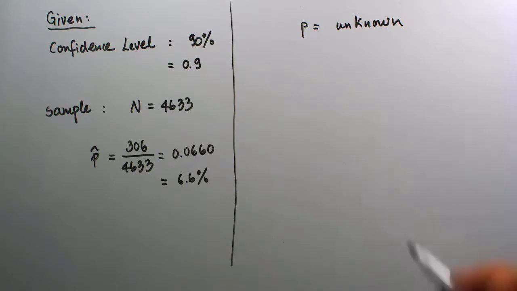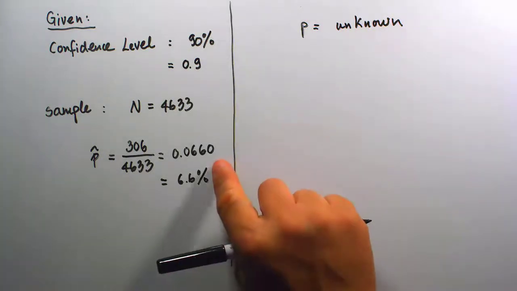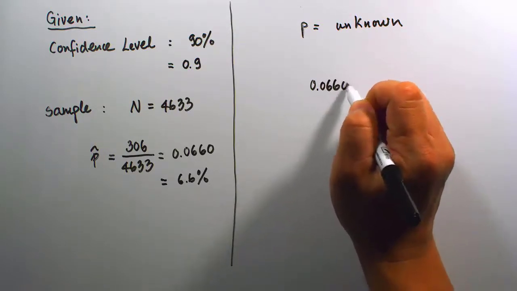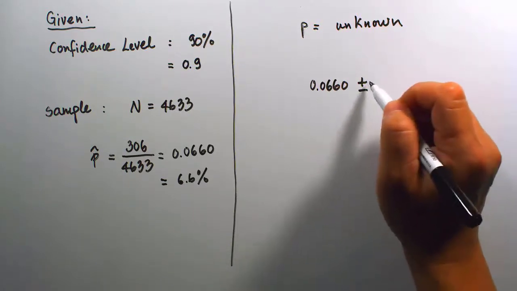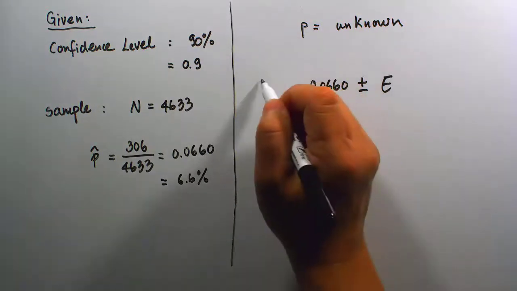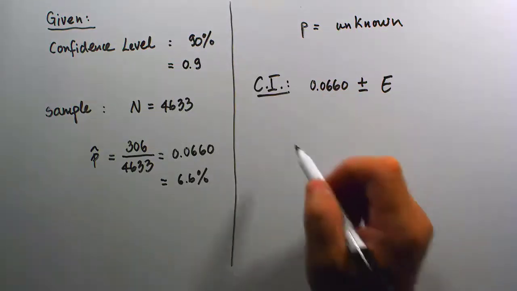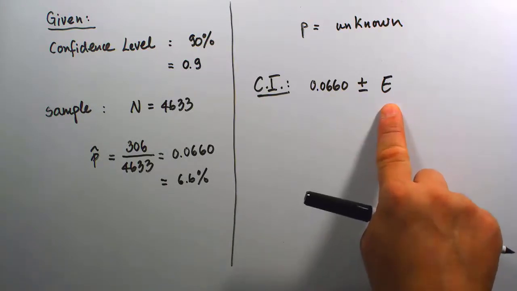All right, so now we are completely ready to nail down our first confidence interval. From our known sample proportion, 0.0660, I am simply going to add and subtract some margin of error, and that will create my confidence interval as the ultimate goal here. So all we are waiting for now is a formula to calculate margin of error.